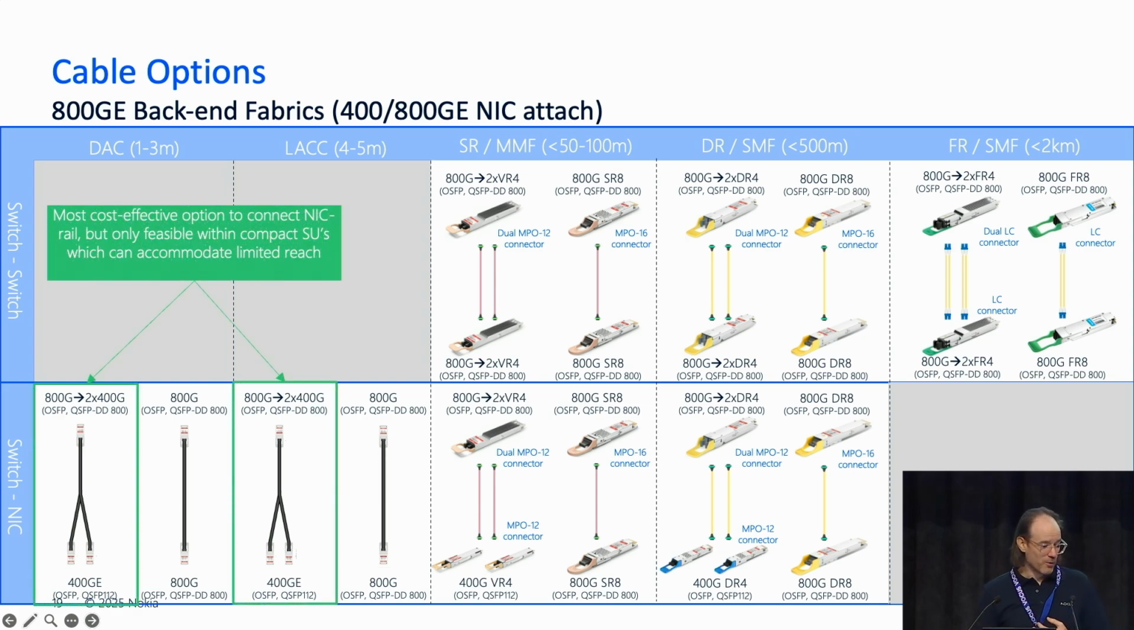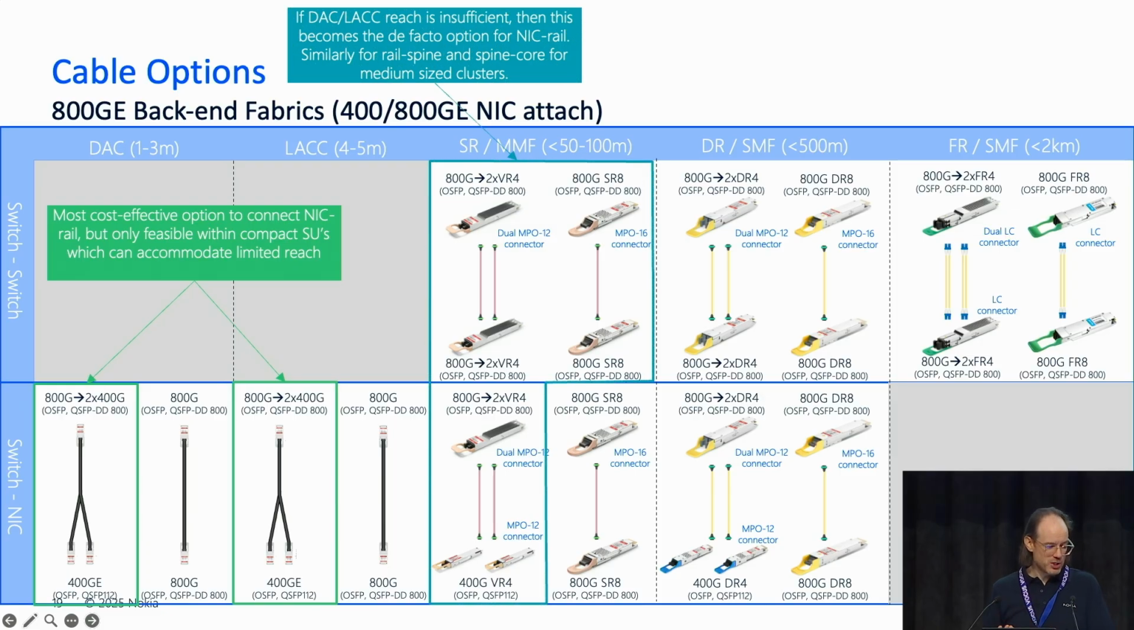So in general, if you look towards the optimal way to connect your NICs and the rails, the most cost-effective option, if you can, is to use copper. But this is fundamentally distance limited. And so depending on the size of your SU, you may or may not be able to accommodate this. If the reach is not enough, then your de facto option moves towards these SR optics, which will give you in the order of 50 to 100 meters. So that would be your go-to option for NICs to rail. And similarly for medium-sized clusters, this can work just fine for rail to spine and spine to core.